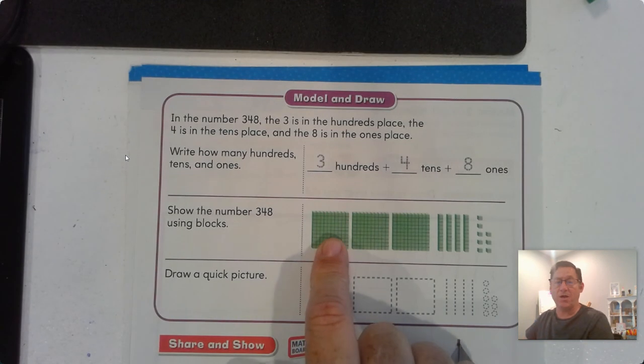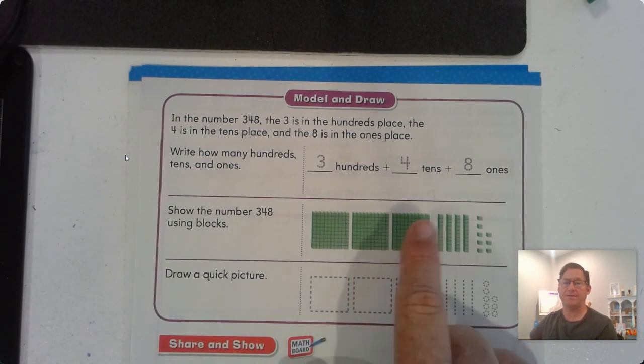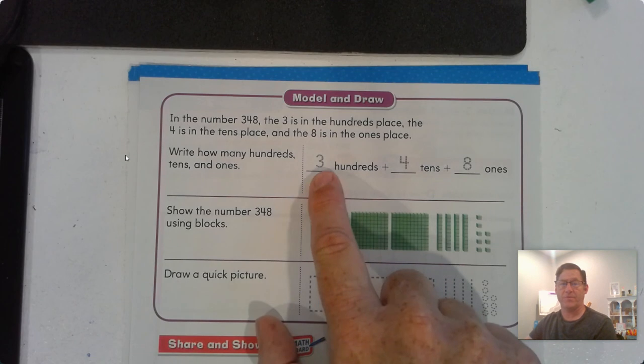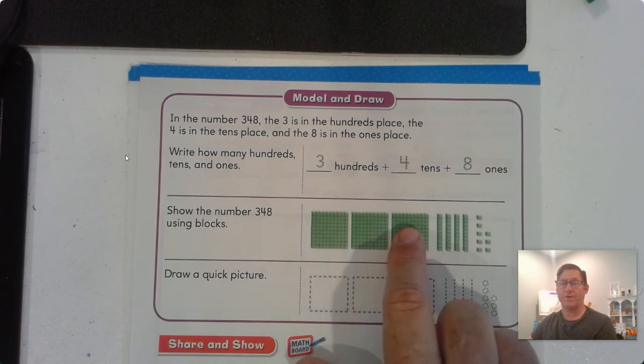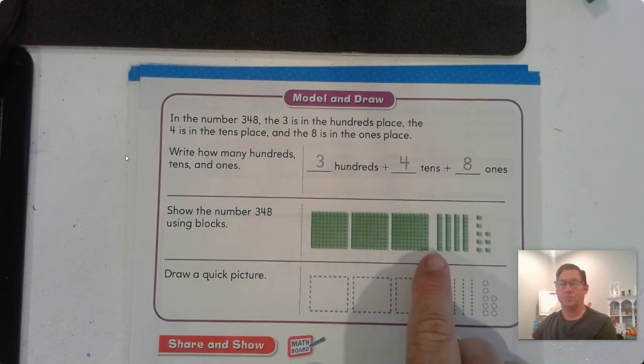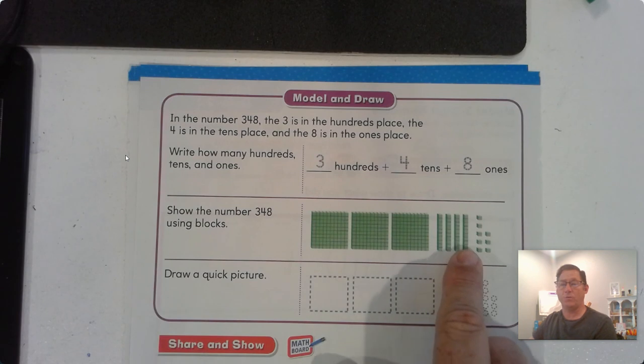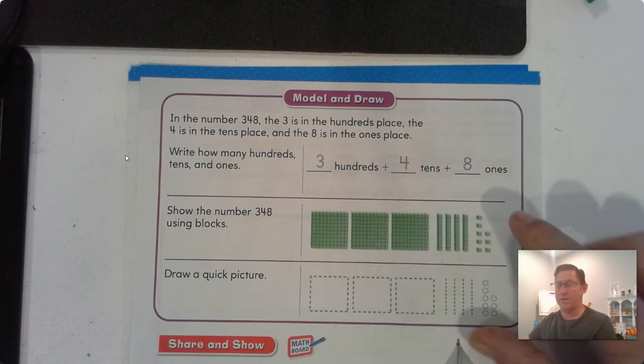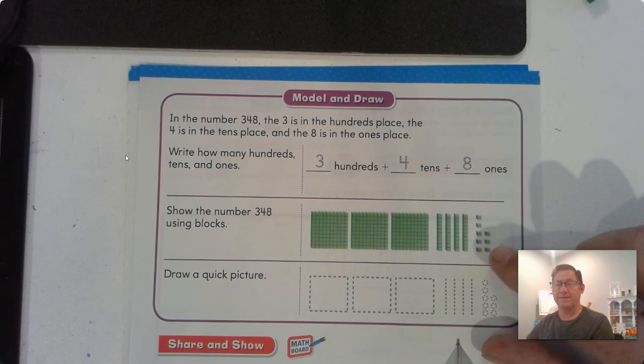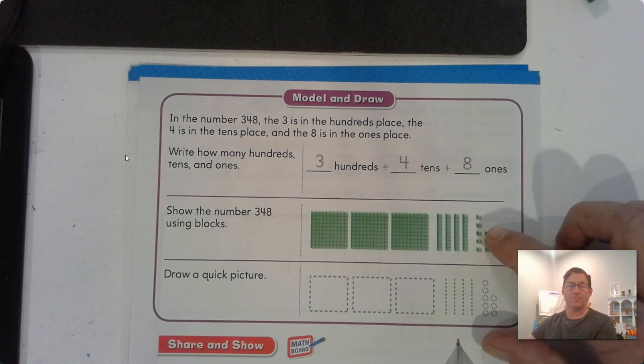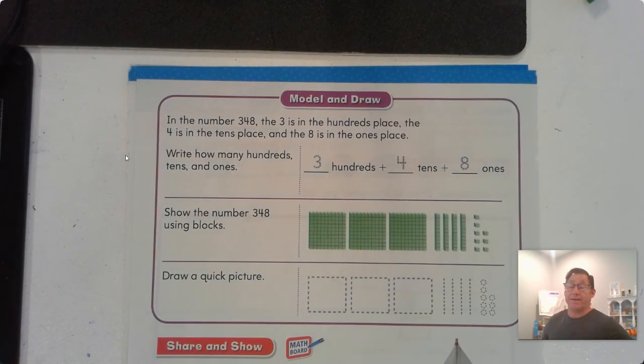So we have a 100 block, another 100 block, and a third 100 block, right? 3 hundreds, 1, 2, 3. 4 tens, 1, 2, 3, 4 tens, and 8 ones. 1, 2, 3, 4, 5, 6, 7, 8. Okay, so that would be using actual blocks, right?